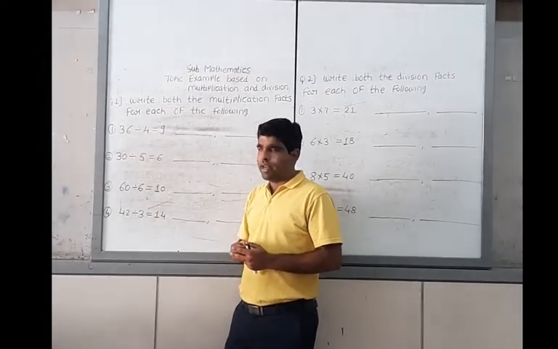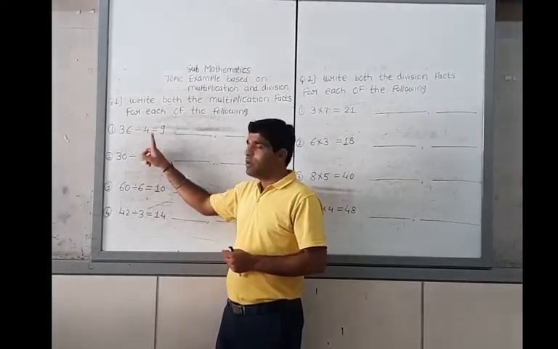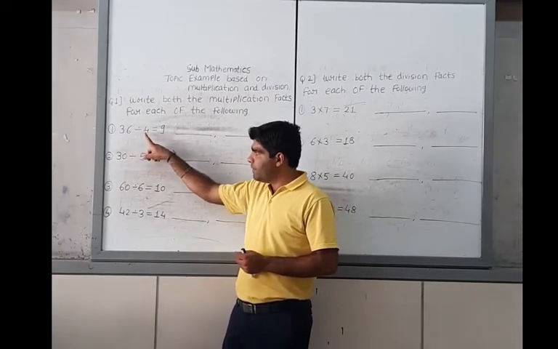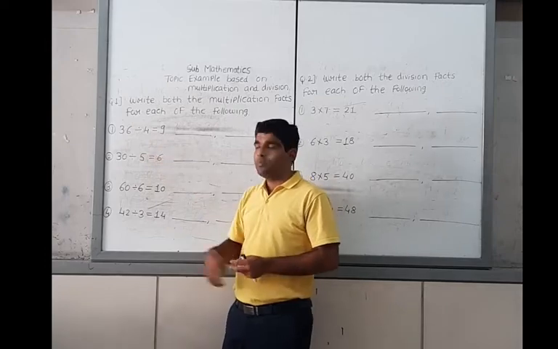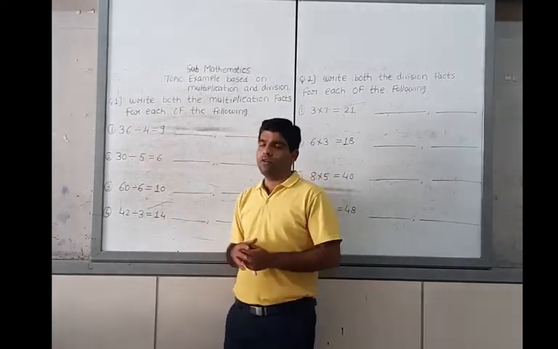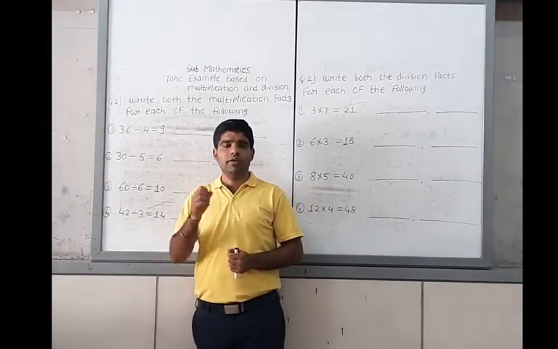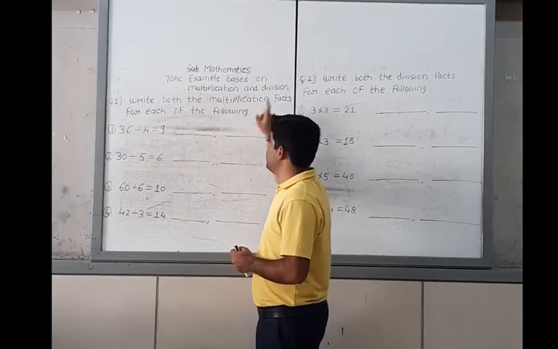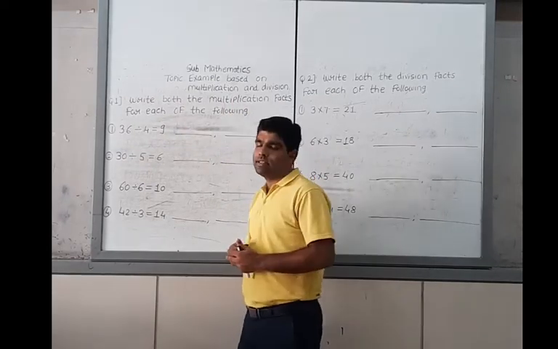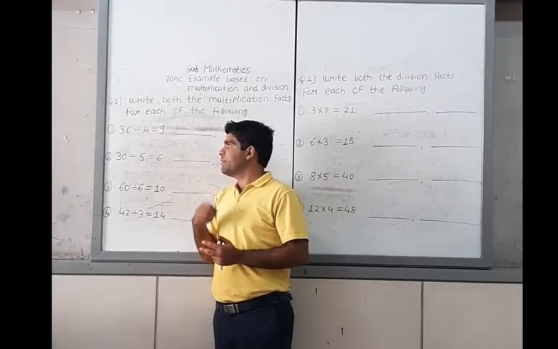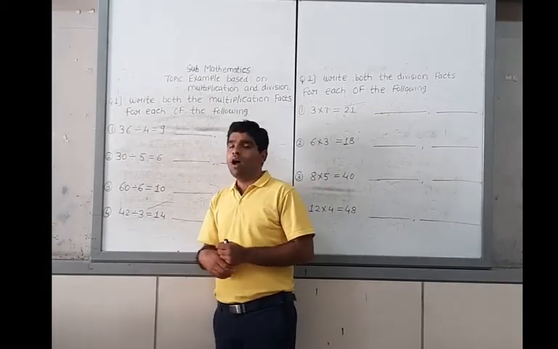This is a very simple example. Now see why? Because 4 nines are 36, so 36 divided by 4 is equal to 9. That is why your answer will come as 9. But your question is: write both the multiplication facts from each of the following examples. We have to write down two multiplication facts. Okay, now see how we can write it.